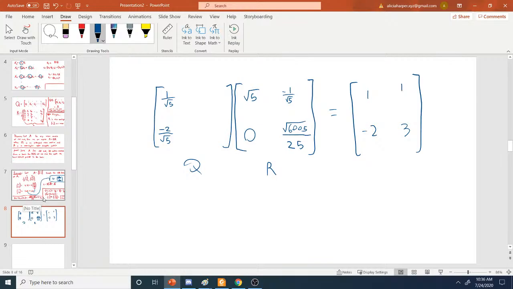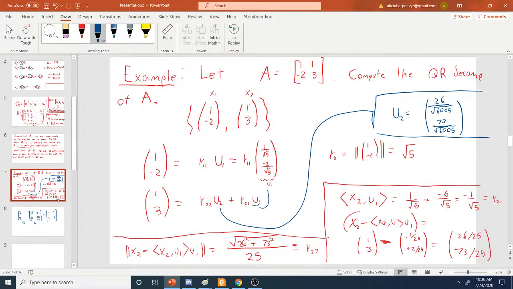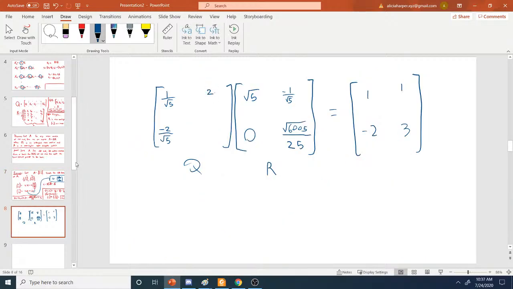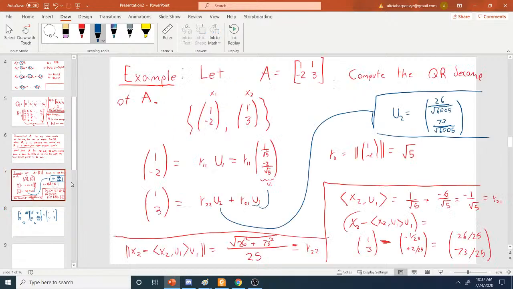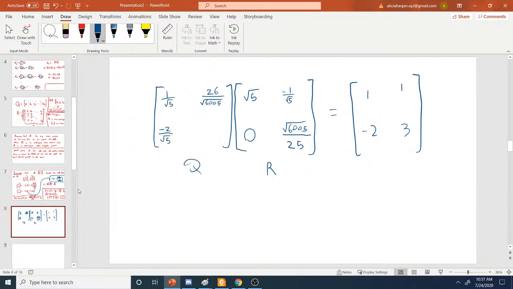And then my second vector is precisely this u2. So 26 over the square root of 6005. And then let me make sure of something. Yeah. And then 73 over the square root of 6005.